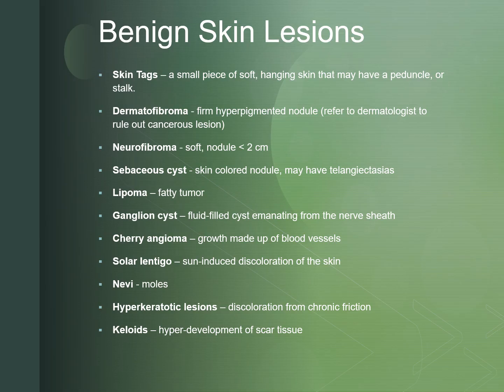Lipoma, this is a fatty tumor under the skin. It feels soft and mobile, usually painless and benign. Ganglion cyst, these are fluid-filled cysts, often near the joints or tendons, commonly in the wrist.